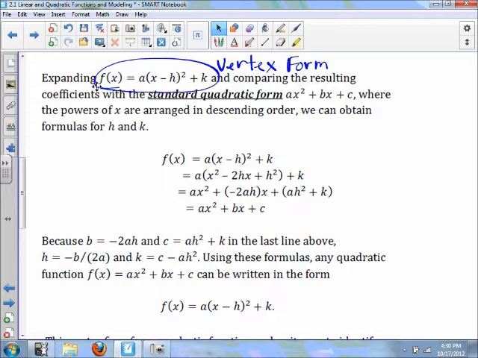So if we take a look at a times x minus h squared plus k, and then expand the x minus h squared to x squared minus 2hx plus h squared, then we multiply the a in, we'll have ax squared plus negative 2ahx plus ah squared plus k. And if you look at it, b will actually be negative 2ah, and c will be ah squared plus k.